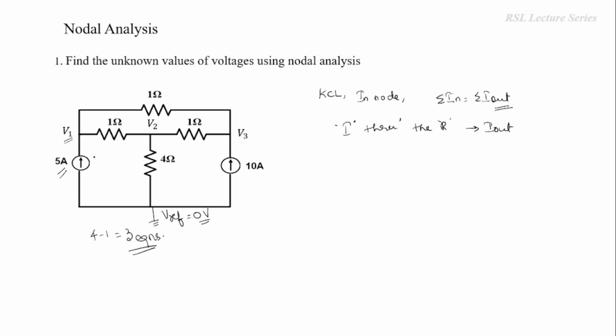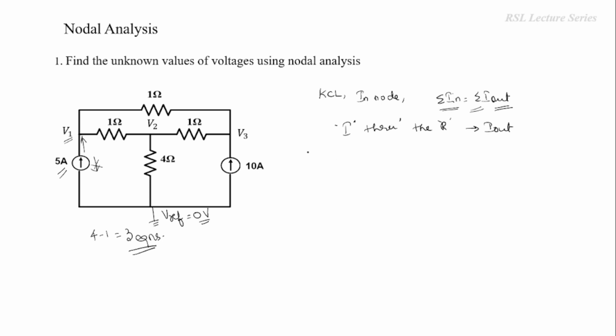Suppose the current direction is given in the opposite way. This indicates that the current is flowing away from the node, so this is again considered as outgoing. But if the current direction is flowing towards the node, this is incoming current. Incoming current is written with respect to the current source only, and that too if the current direction is towards the node. After finding the incoming and outgoing currents, we have to equate them to obtain the node equation.